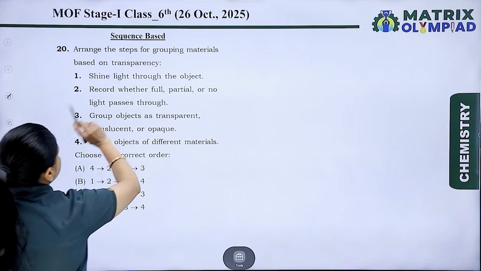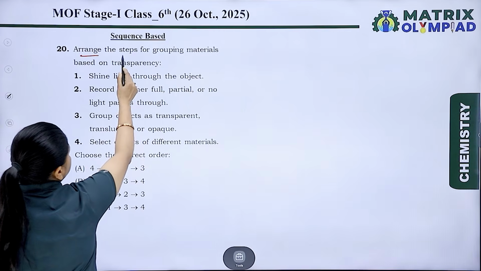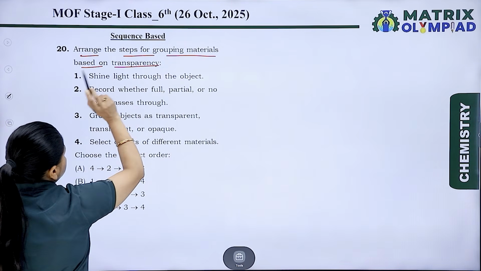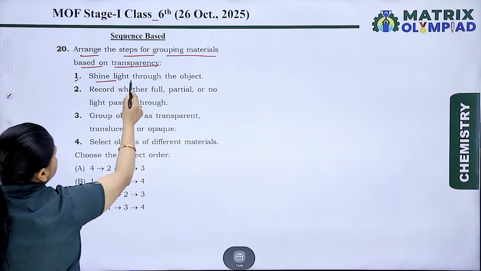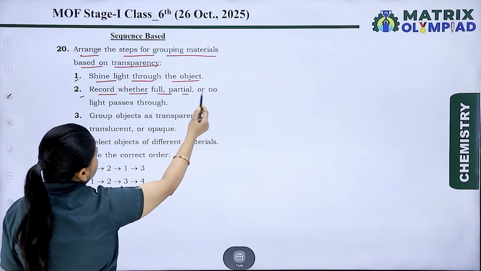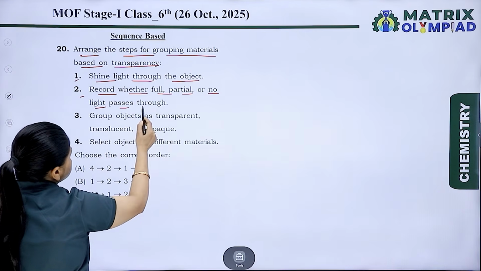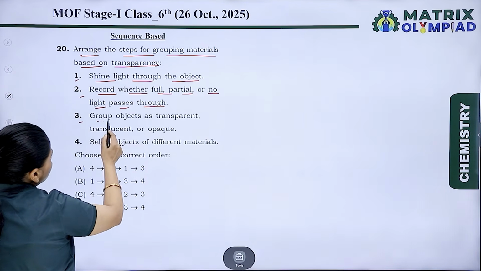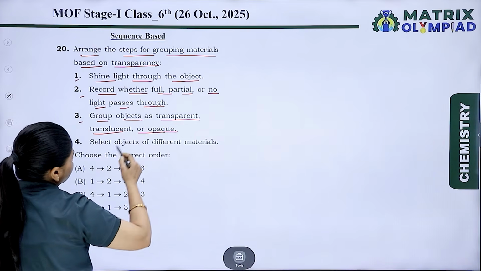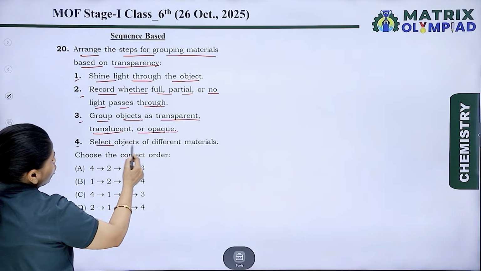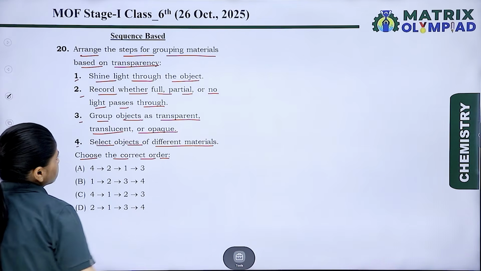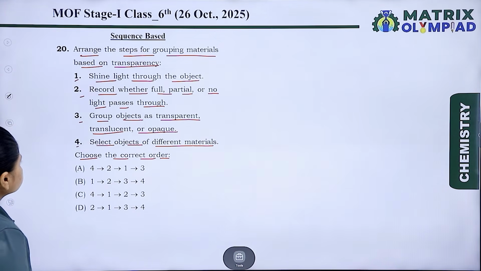And this is the last question, sequence based. Arrange the steps for grouping material based on transparency. First, shine light through the object. Second, record whether full, partial or no light passes through. Third, group object as transparent, translucent or opaque. Fourth, select objects of different materials. Choose the correct order.